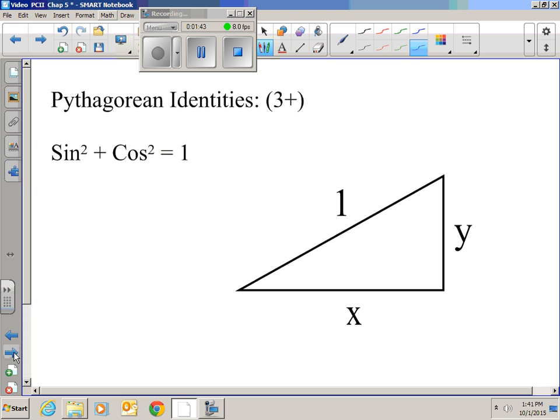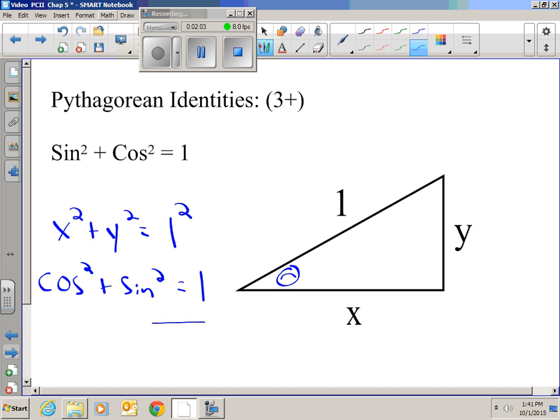All right, the Pythagorean identities. On the unit circle, if this is my theta, my hypotenuse is 1. We know this is a right triangle, so x squared plus y squared is equal to 1 squared. Therefore, x is equal to cosine, y is equal to sine, and 1 squared is just 1. There's our Pythagorean identity. Cosine squared plus sine squared is 1, or if you want, sine squared plus cosine squared is equal to 1.